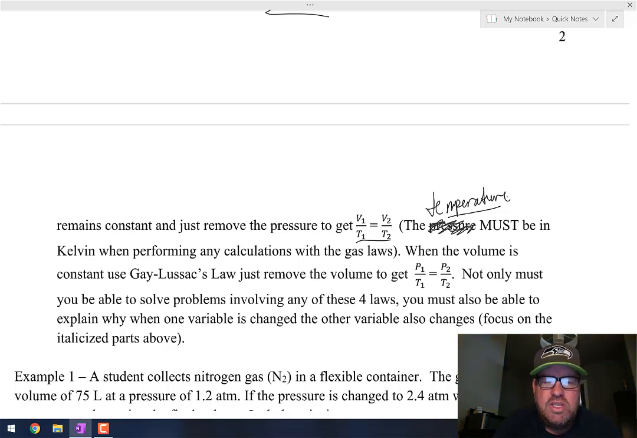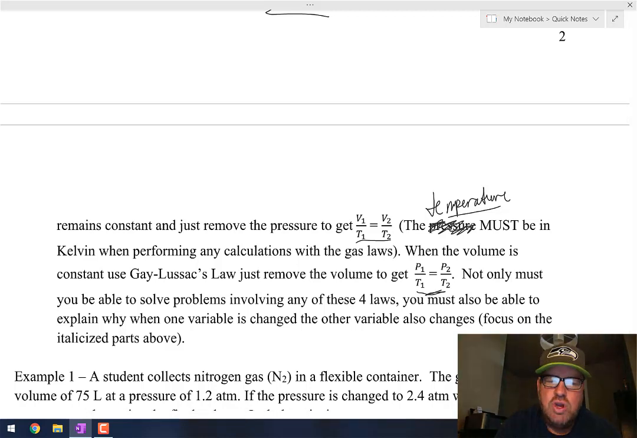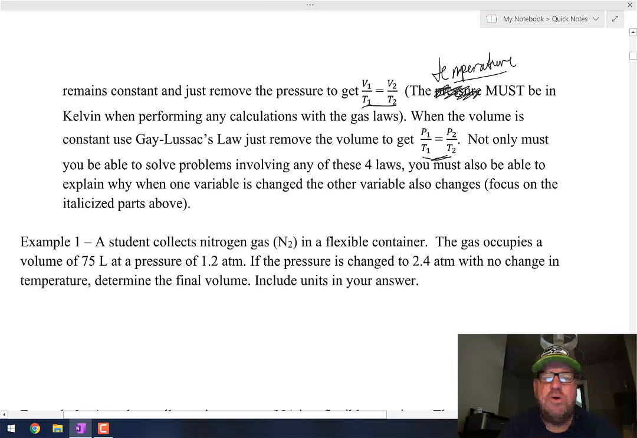Okay, when the volume is constant, you just remove the volume and you get this equation again. Not only must you be able to solve problems, so you have to be able to do the math, but you also must be able to explain, again, those things I underlined in the explanation above, those italicized parts. That's the important part.